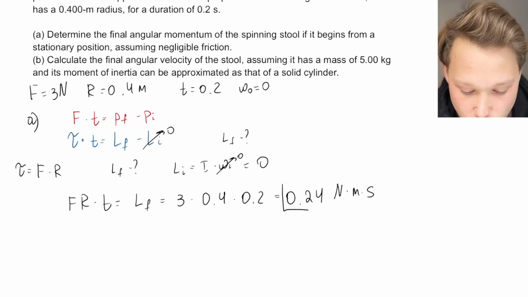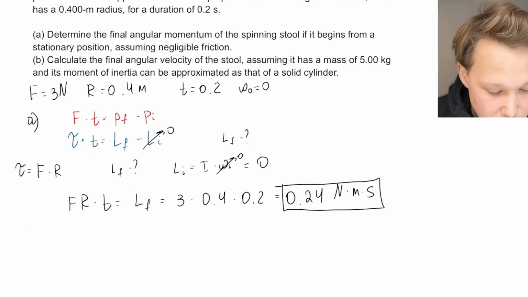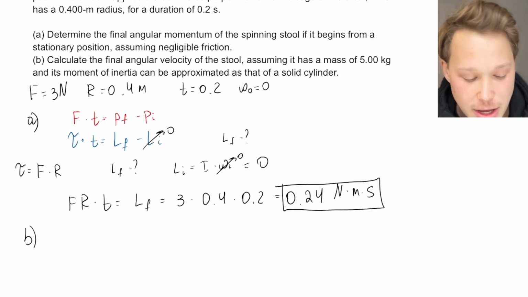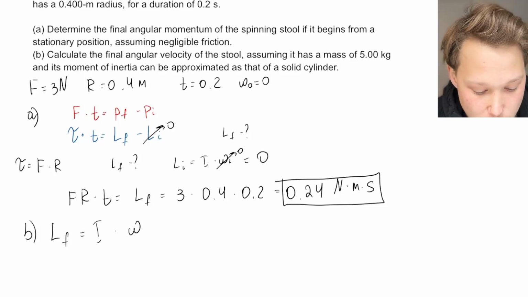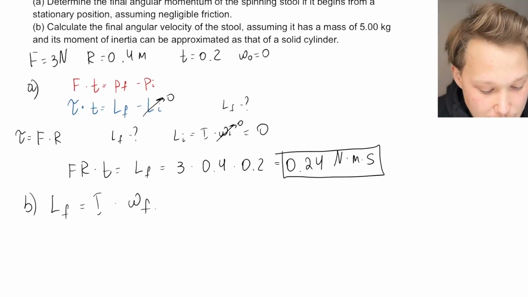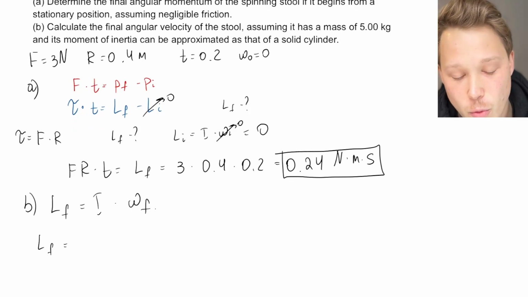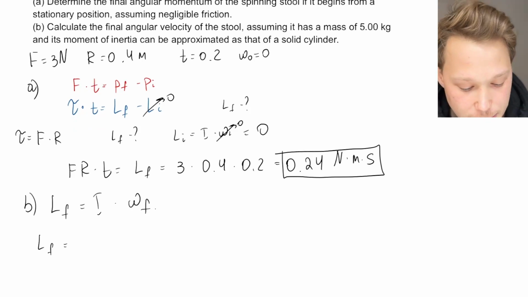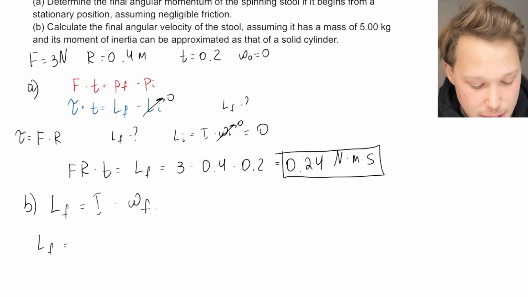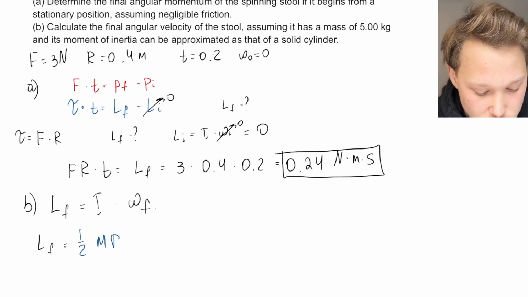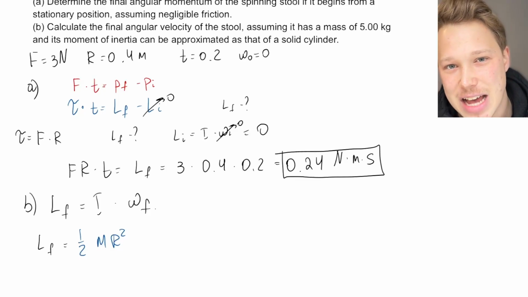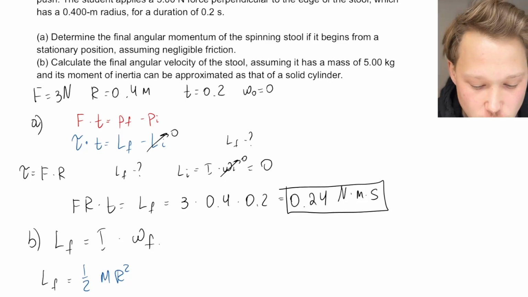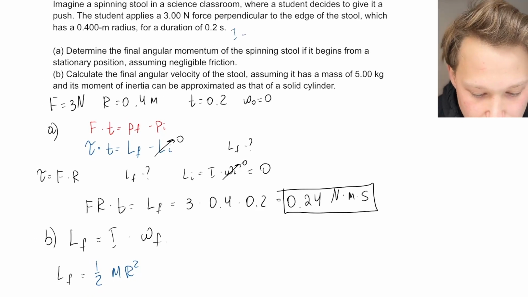Okay, great. So now that we find our final angular momentum, in part B, we have to find final angular velocity. So we know that momentum is equal to I times omega. And here in this example, we can assume that I, which is the moment of inertia, is 1/2 mr squared. Right? You can basically assume that the stool is a solid wheel, or a solid disc.